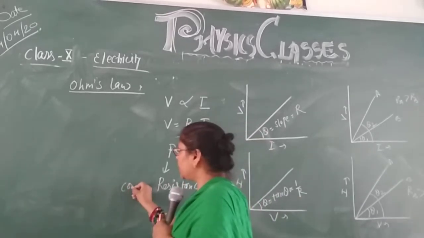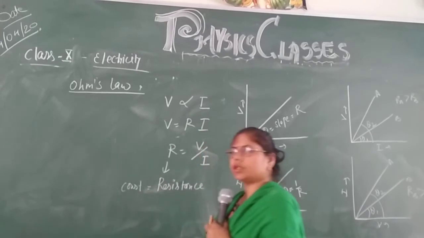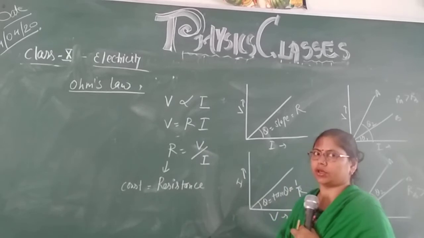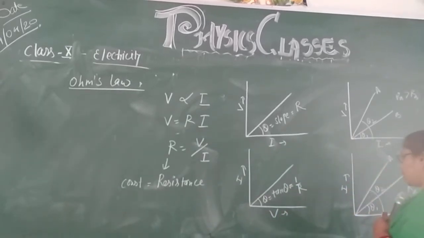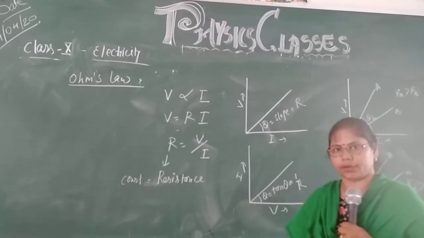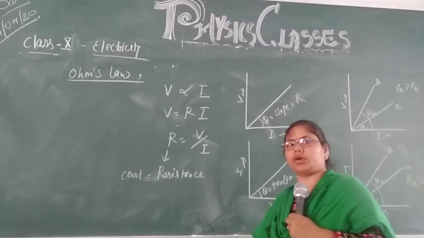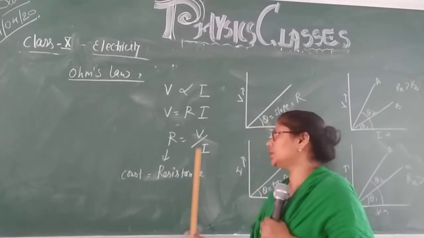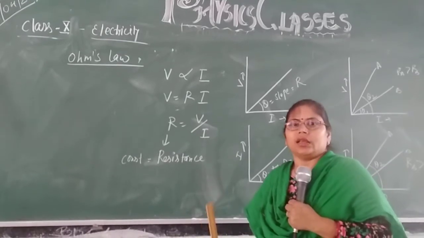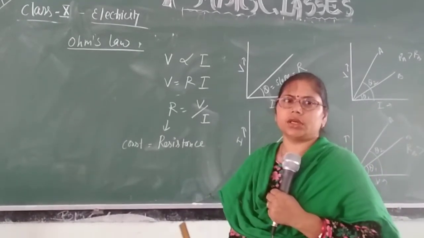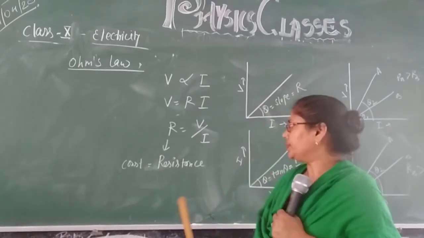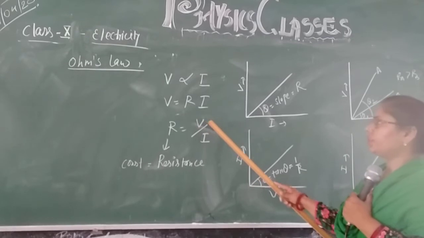This is a constant term, but it depends on some factors. For the same conductor, the same wire, the resistance will not change if the physical conditions are constant. For constant physical conditions, for a given potential and current, resistance is always constant. But if the physical conditions are not constant, then this resistance will not be constant. Then R is equal to V upon I.